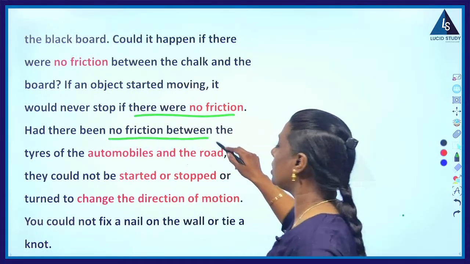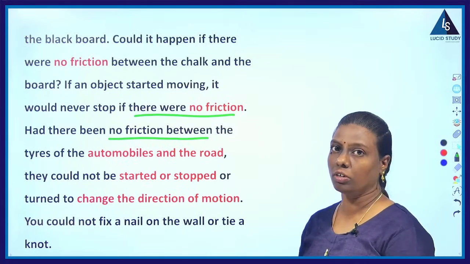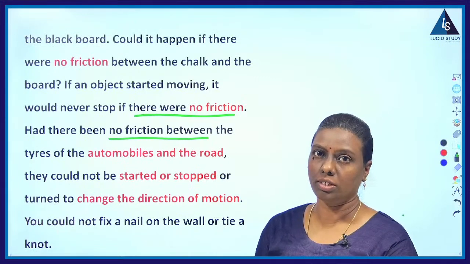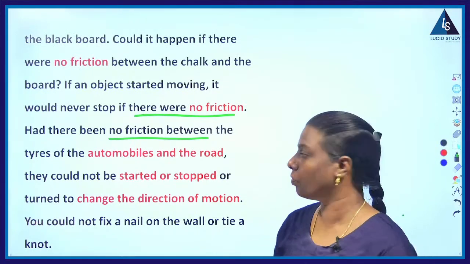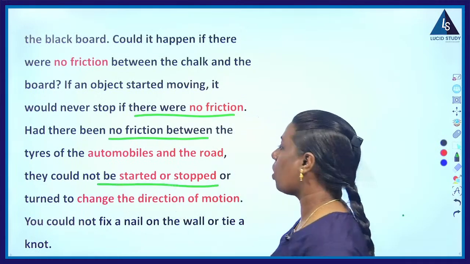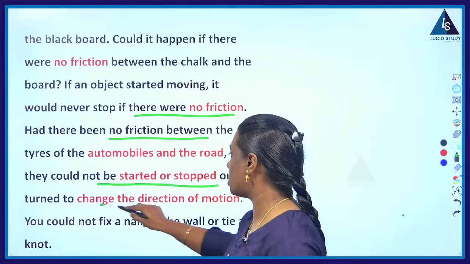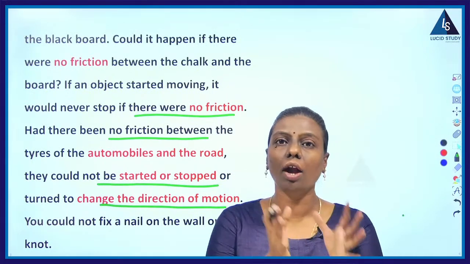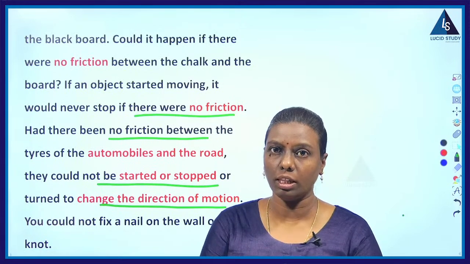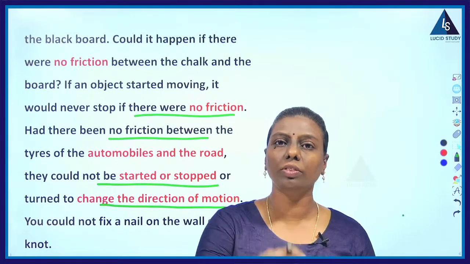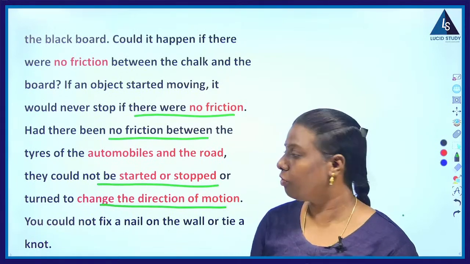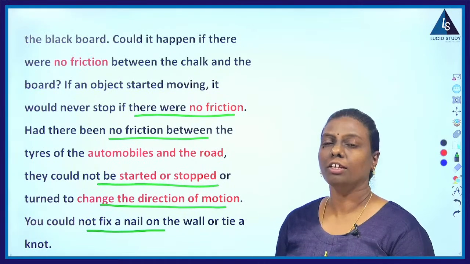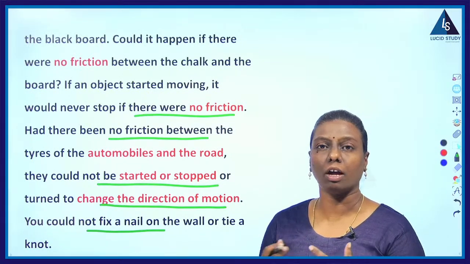Had there been no friction between the tires of automobiles and the roads, then those would not move. They could not be started or stopped or turned to change the direction of motion. If there is no friction, some things would not happen. You cannot hold the pen, automobiles cannot move on the road, or you cannot walk on the floor. You could not fix a nail on the wall or tie a knot. So all these actions are not performed without friction.